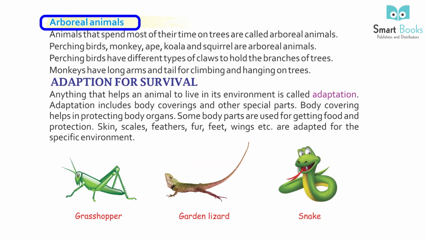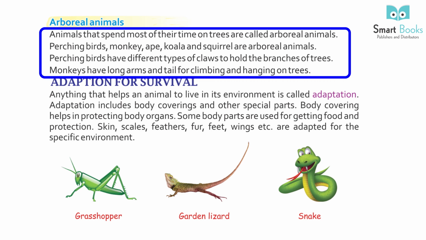Arboreal animals. Animals that spend most of their time on trees are called arboreal animals. Perching birds, monkey, ape, koala, and squirrel are arboreal animals. Perching birds have different types of claws to hold the branches of trees. Monkeys have long arms and tails for climbing and hanging on trees.